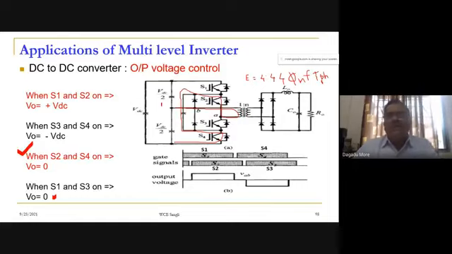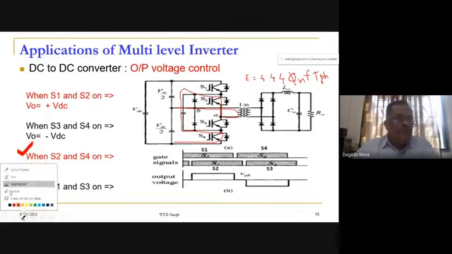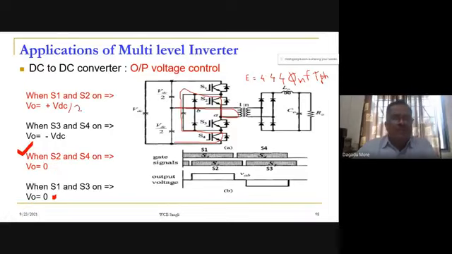Sorry, here you can correct it. I will correct it to plus VDC by 2. Here it will be plus VDC by 2, not VDC. So correct this: it will be plus VDC by 2. Similarly, here it will be minus VDC by 2.